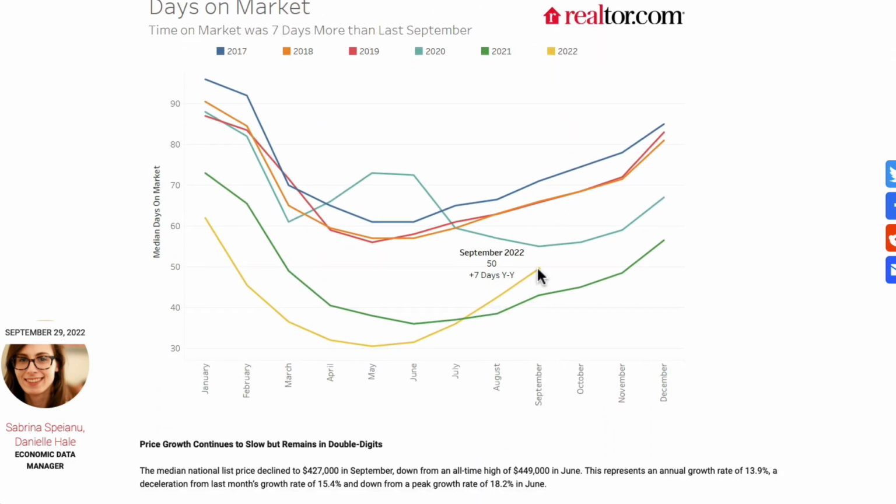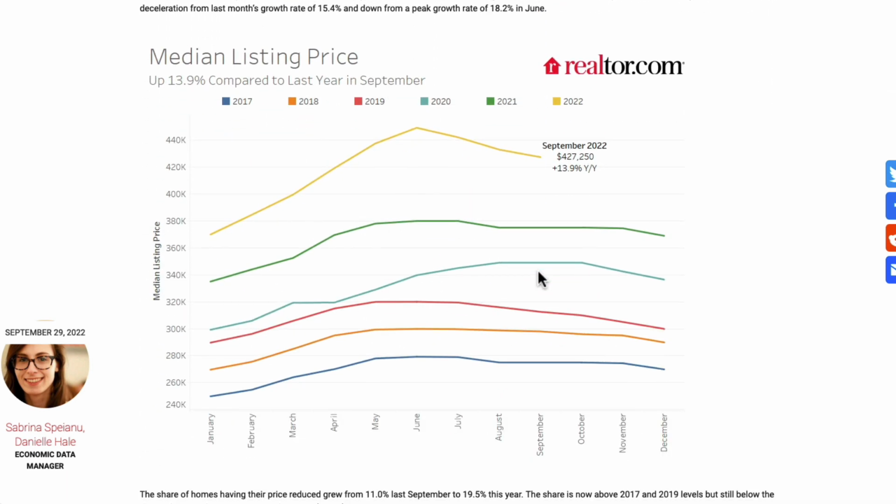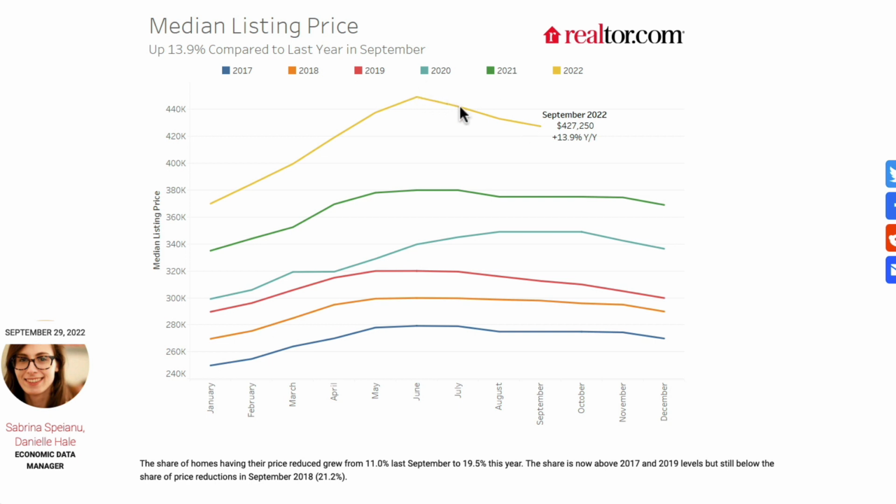Days on the market, still a very brisk market, 7 days longer than last year. Sure, look at where mortgage rates are, right? But selling in 50 days, look at pre-pandemic, you were somewhere between 65 and 70 days. You're at 55 days. Median listing price is coming down, but you can see this curve is starting to flatten out over here. So the prices have come down, still sitting 14% year over year.